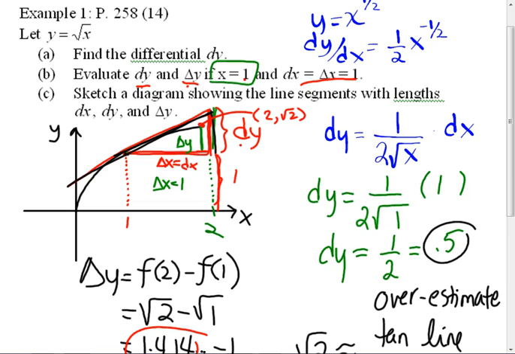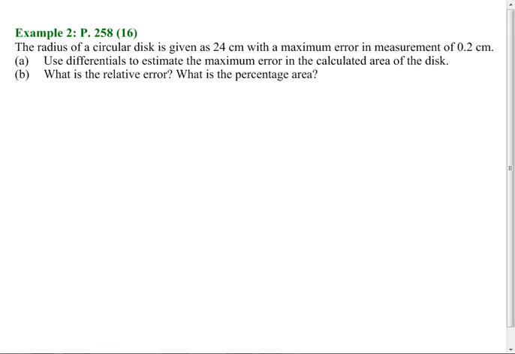How do we use this? I don't know if this is exactly right either. The author changed things, but this is a circular disc. And I want to find the error in the measuring of it. If you're a machinist, you're building machine parts, you have to have a certain tolerance. Otherwise, it's not going to work. Okay, so there's my circular disc. And the radius is 24.